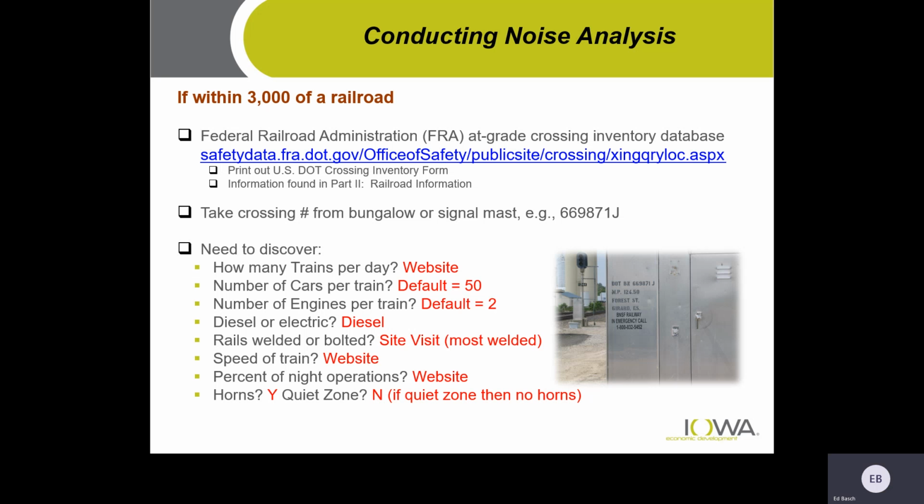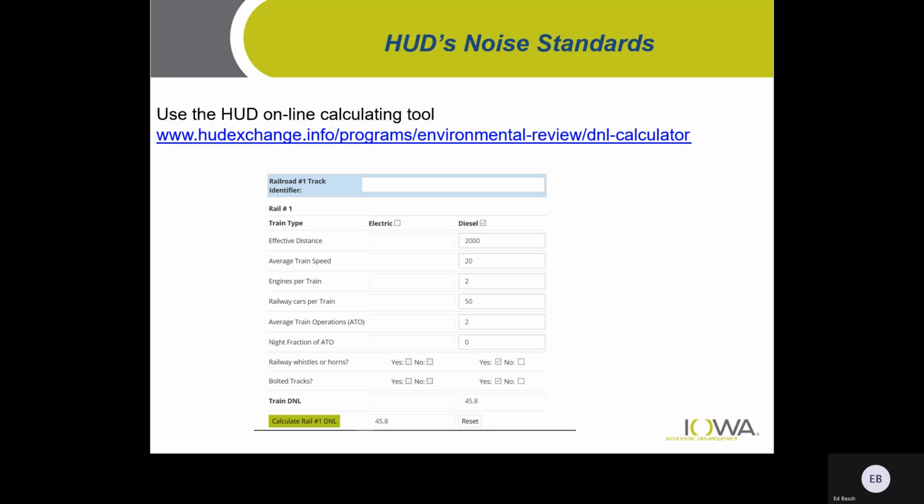And if it happens to be in a quiet zone, you get a break if you're near a crossing. I don't know that there are very many quiet zones in rural Iowa, but it's worth checking. There aren't very many in urban Iowa either. I'm sure there are, but those are difficult to achieve. So here's an example of the noise calculator for rail, but there's also a calculator for roadways.